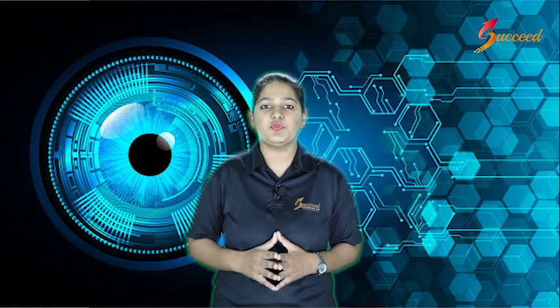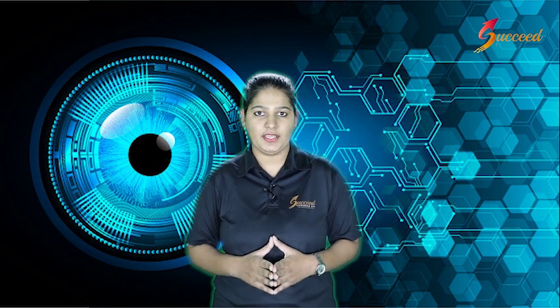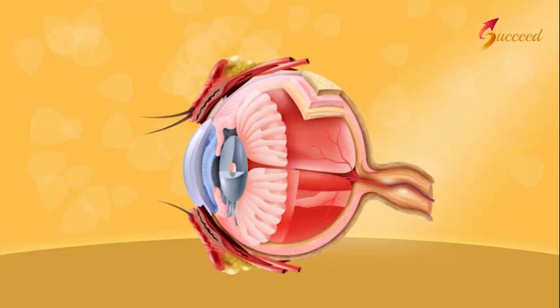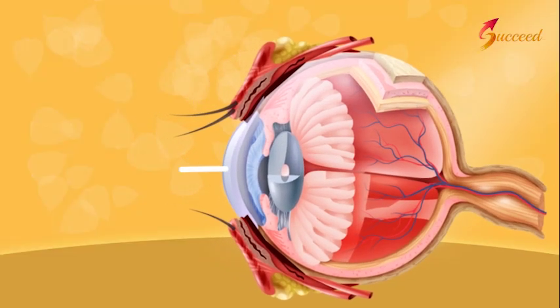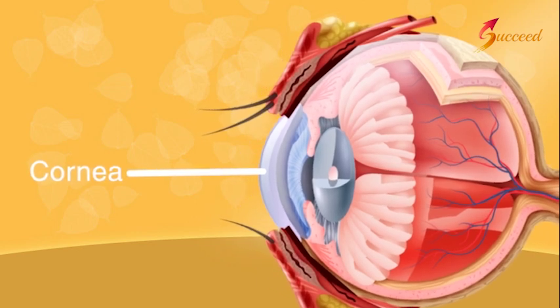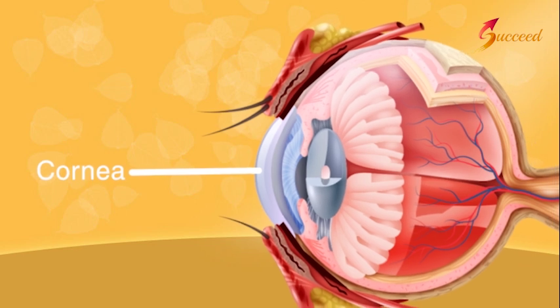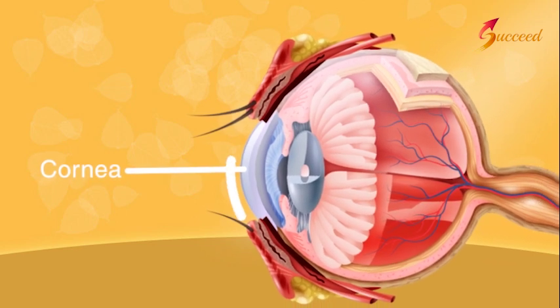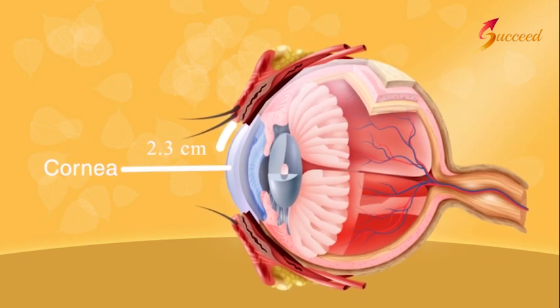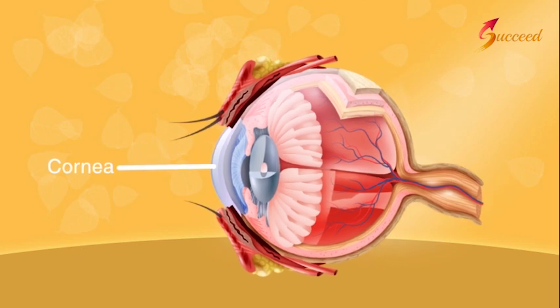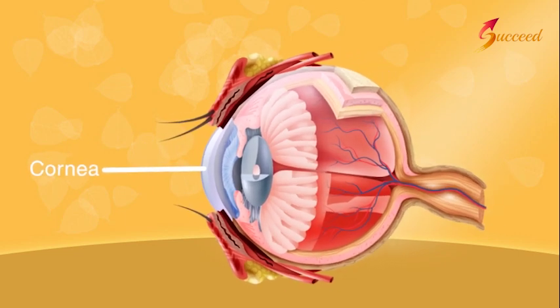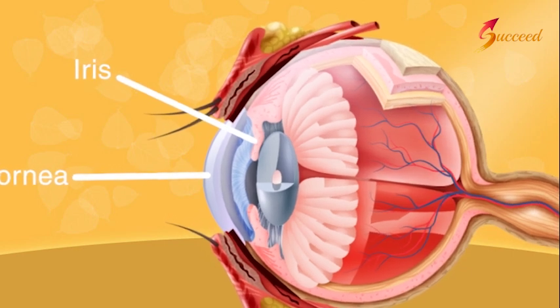Human eye is the most valuable sense organ in our body, which enables us to see the world around us. It acts like a camera. Light enters our eye through a thin membrane called as cornea. There is a bulge on the front surface of eyeball, which is approximately spherical in shape and has a diameter of 2.3 centimeters. Behind the cornea, we have iris.